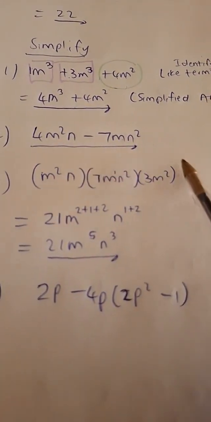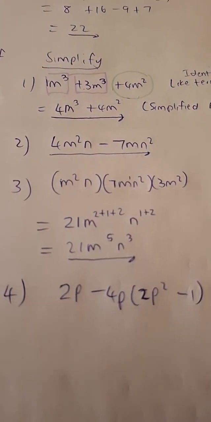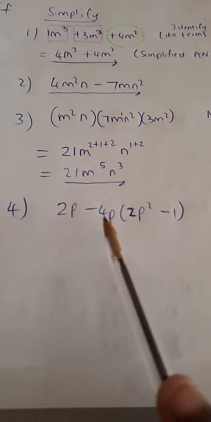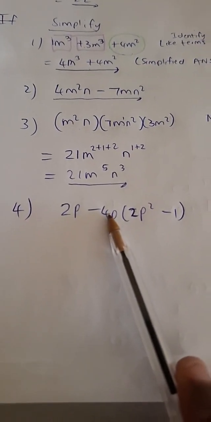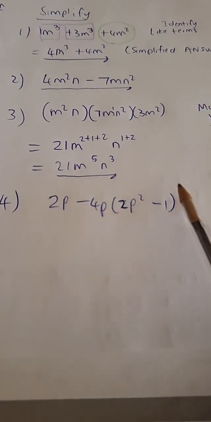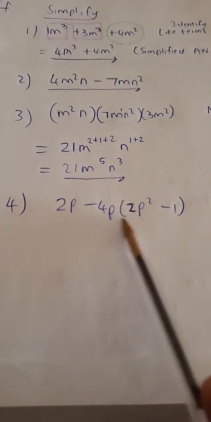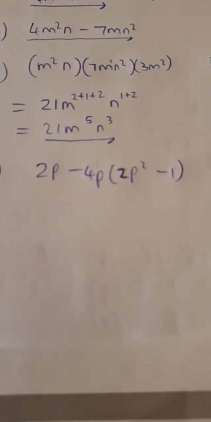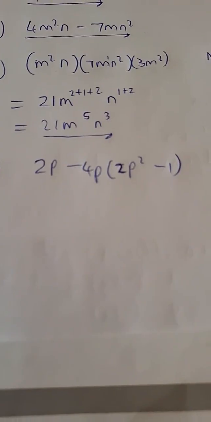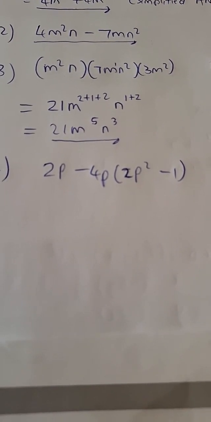Okay, so in each bracket, we just multiply each individual term with the other so that we can get the answer. Now we are here. 2p minus 4p brackets 2p squared minus 1 close brackets. I want to ask this question. How many terms are in this expression? Let's start there. How many terms do you see in this expression?